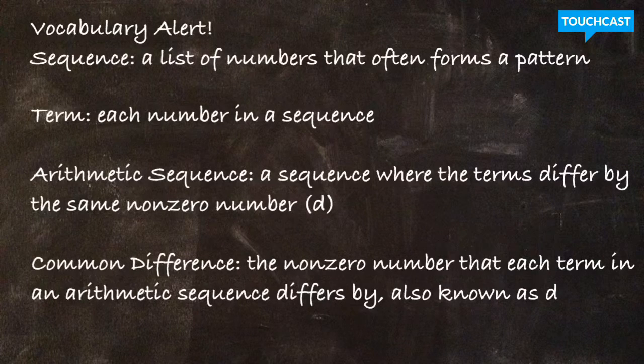We've got sequence, which is just a list of numbers that often forms a pattern. We also have the word term, which is just each of the numbers that are in a sequence. We've got an arithmetic sequence, which is a sequence where the terms differ by the same non-zero number, which we call D, and the common difference, which is that non-zero number that each term in an arithmetic sequence differs by, which we also know as D.